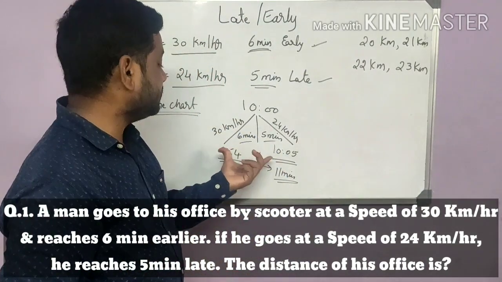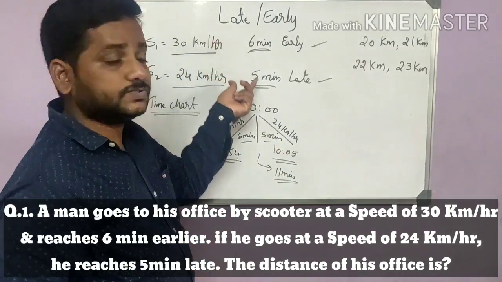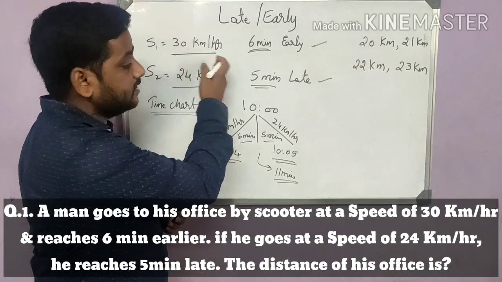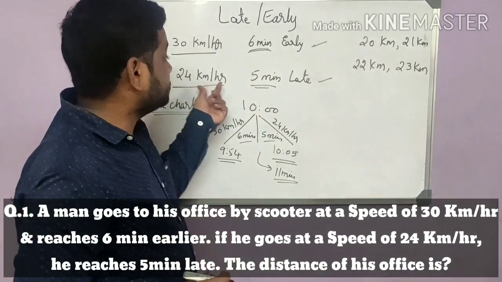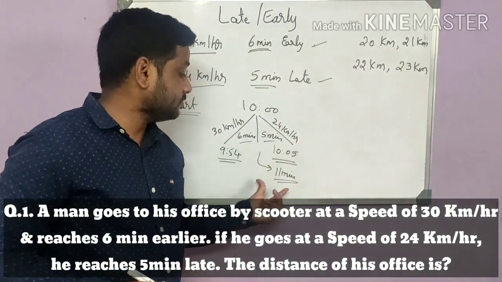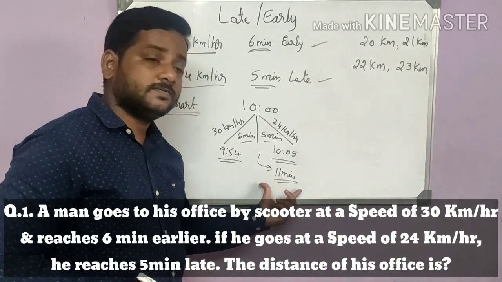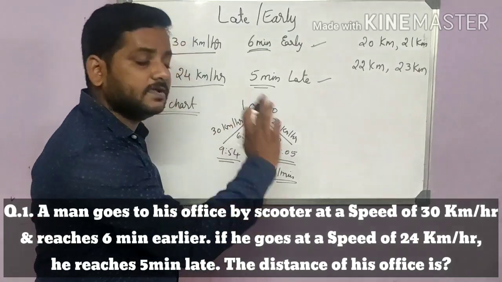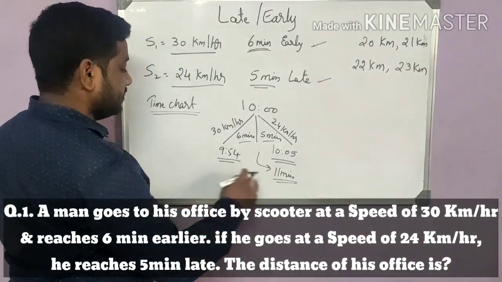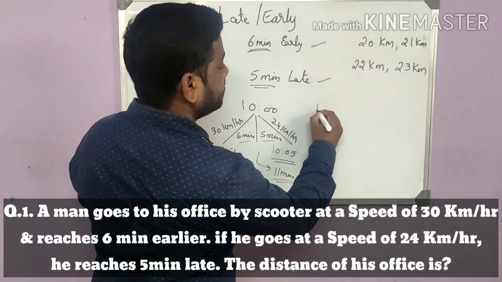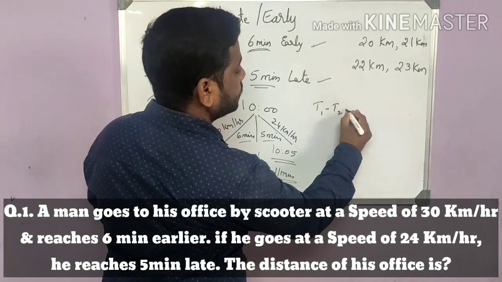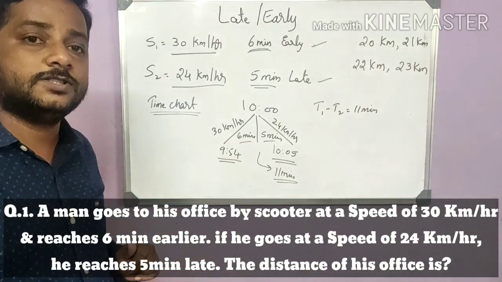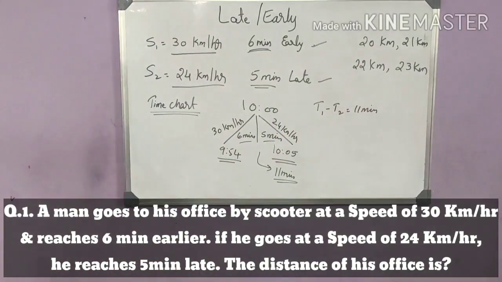And this is the difference of time from the first case to the second case. If he is at this much speed, this is 6 minutes early. If he is at this much speed, he is late by 5 minutes. The total difference is 11 minutes. Difference between this time and this time is 11 minutes. So here we can write it as T1 minus T2. We got 11 minutes. Using this, we can solve the problem and identify the distance.